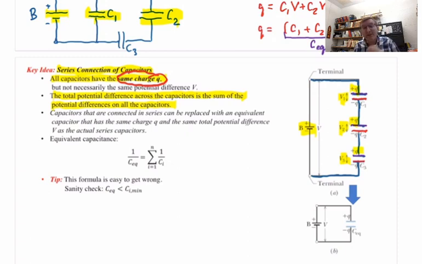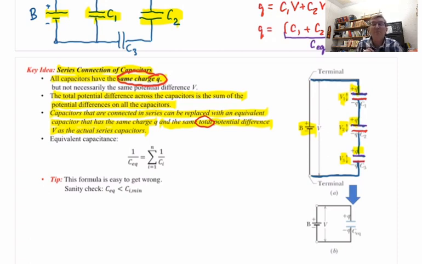So what we can do is replace those three capacitors in series with one equivalent capacitance. The capacitors that are connected in series can be replaced with an equivalent capacitance that has the same charge Q as all of them and the same total potential difference V as the actual series. Let's write down the formulas for those V's. I'll do over the side. I'll just apply Q equals CV for each capacitor.